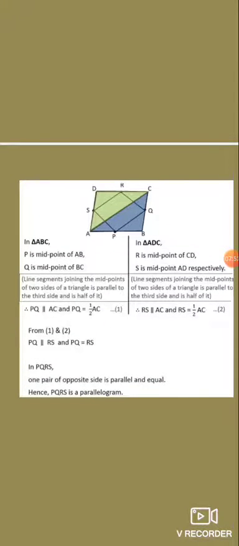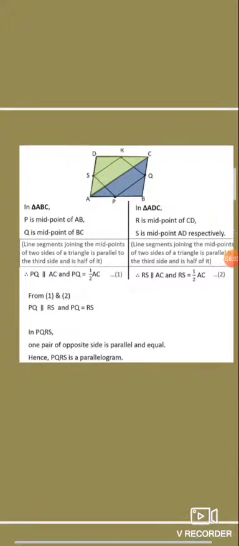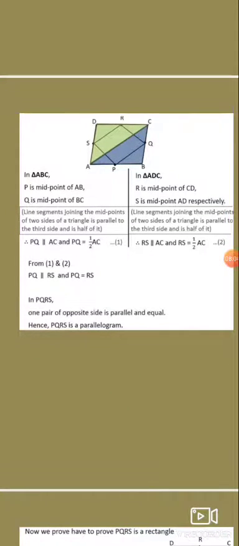Now the first part, listen. In triangle ABC, P is the midpoint of AB and Q is the midpoint of BC. Now listen. The line segment joining the midpoints of two sides of a triangle is parallel to the third side and is half of it. So PQ is parallel to AC and PQ is half of AC. Same in triangle ADC, RS is parallel to AC.